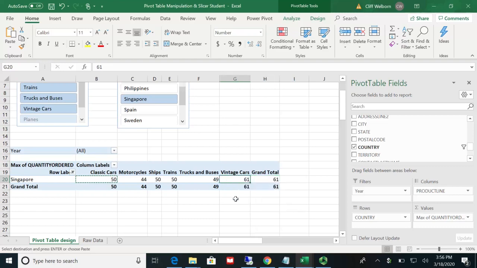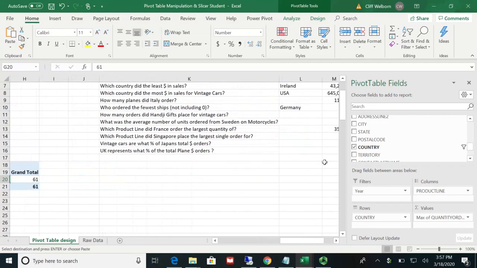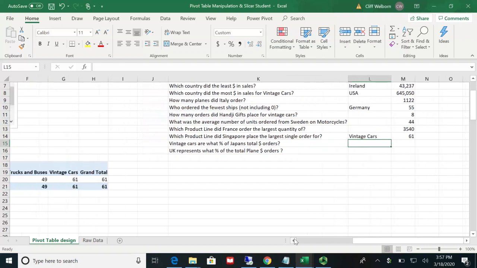And what I see is vintage cars over here. They had an order for 61 vintage cars. So that was the single biggest order that they placed: 61 vintage cars. All right, we're almost done.